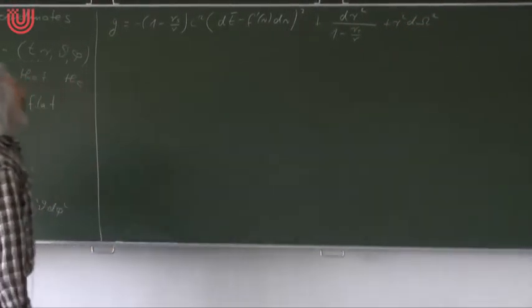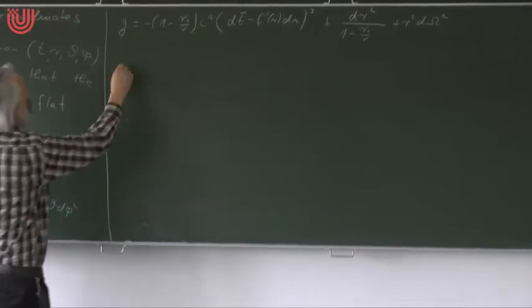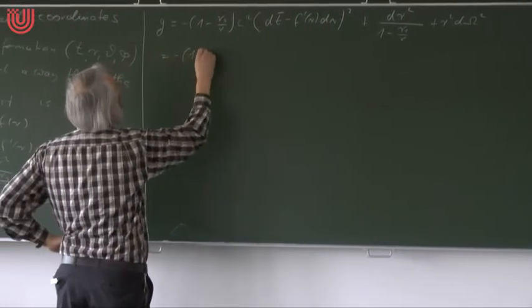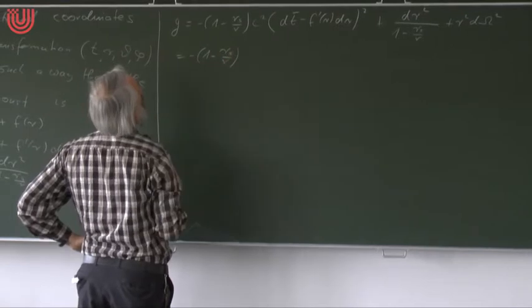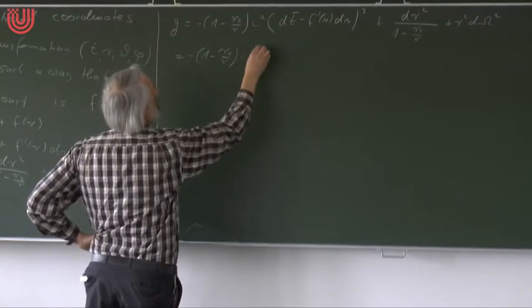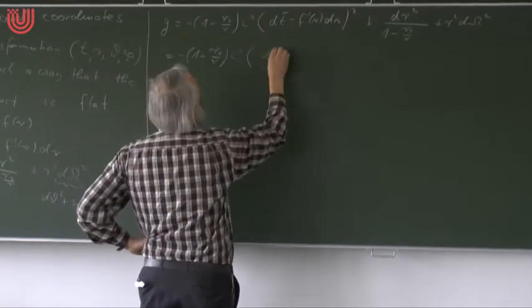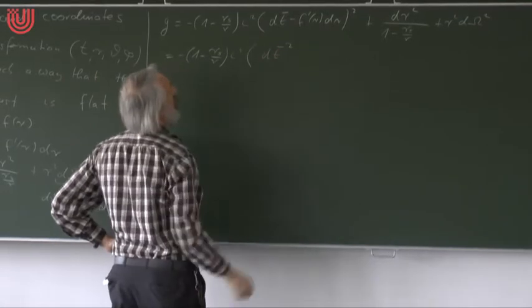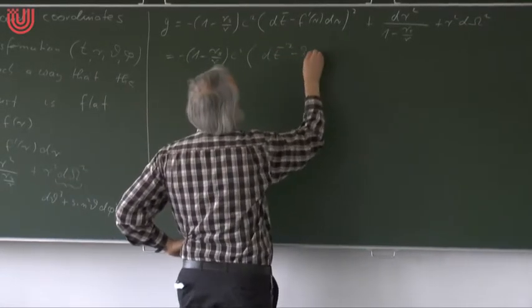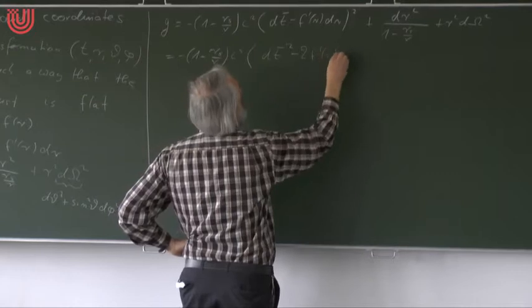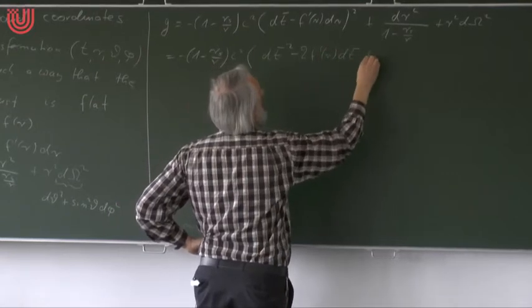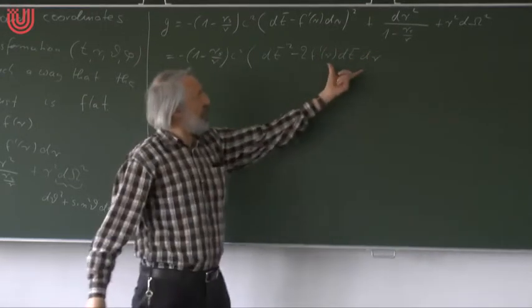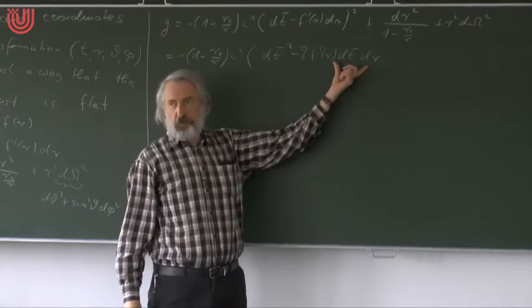Okay, I'm afraid I have to multiply this out. And this minus 1 minus Rs over R, c squared. And now I get dt bar squared. And the mixed term, and again I use this shorthand notation, where I just write dt bar dr. And I remind you again, this means the symmetrized tensor product.